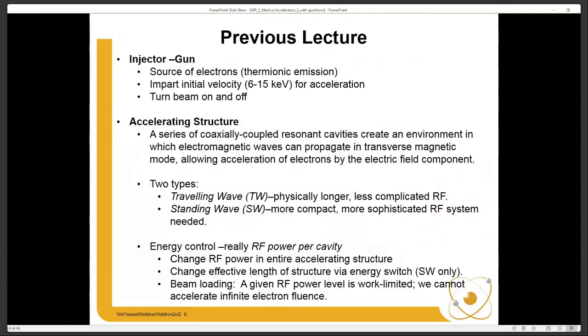There are two types of accelerating structures in medical use. The first one is the traveling wave accelerator. These tend to be physically longer and are less complicated from a microwave design perspective, or RF design perspective. The other type is the standing wave accelerator. These are more compact, but they also require a more sophisticated RF system.